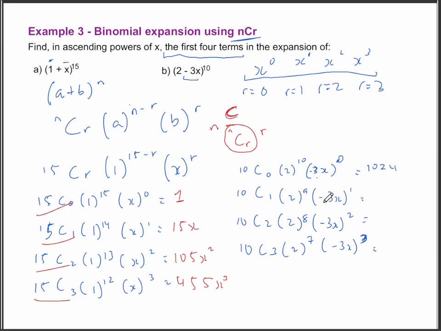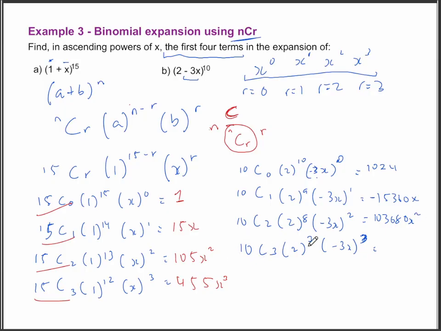So we multiply all these together, we get negative 15,360x. Next, we can do this one. So 10C2 is just 45, 2 power 8 is just 256, and (negative 3x) power 2 is just 9x squared. And we will get 103,680x squared. Finally, we do the last one.